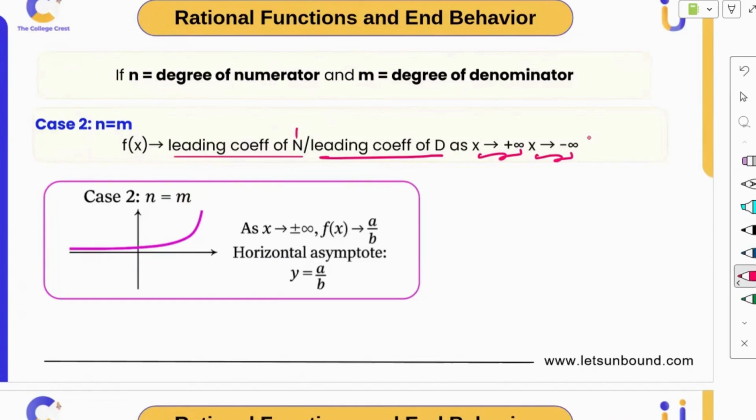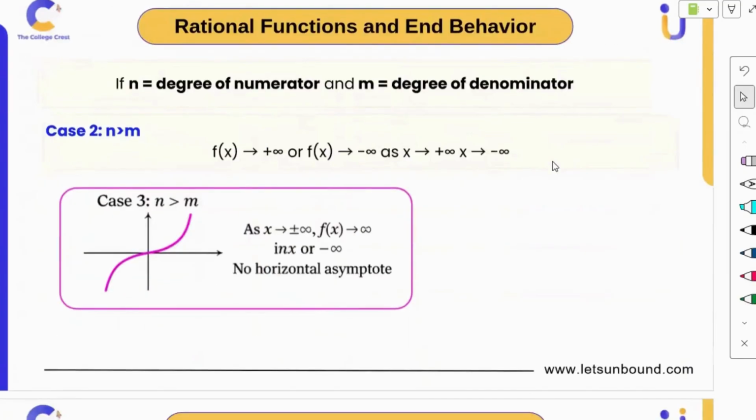So as x tends to infinity, f of x tends to a by b, a being the leading coefficient of the numerator, b being the leading coefficient of the denominator. Right? It will approach y equal to, maybe 1 by 2, or 2 by 1, something like this, right?